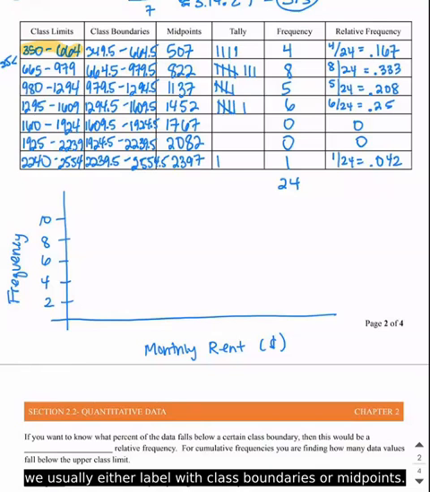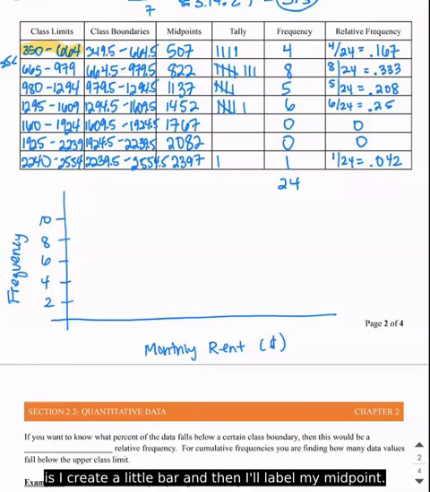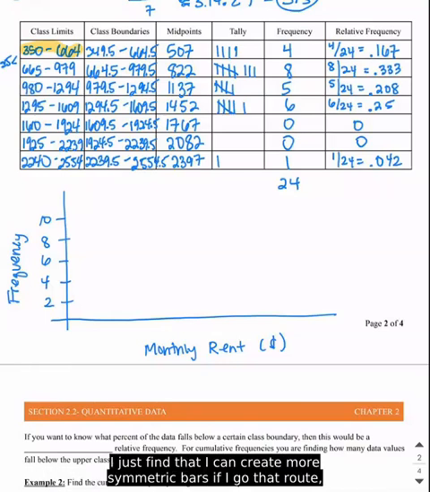And then my horizontal axis, that monthly rent, we usually either label it with class boundaries or midpoints. So it's totally up to you, it just depends. I like to label mine with midpoints. So what I actually do first is I create the little bar and then I'll label my midpoints. I just find that I can create more symmetric bars if I go that route.